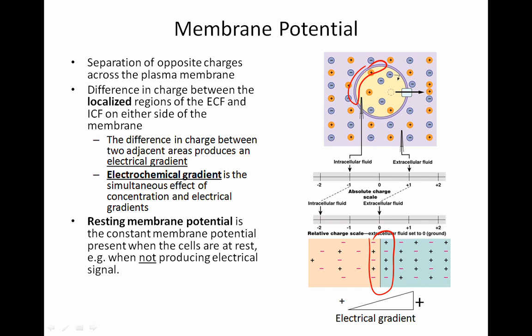Now, all cells in the body have something that's called a resting membrane potential. And this is the membrane potential when the cells are at rest. In other words, when cells are not producing an electrical signal. It's no current. Some cells are capable of changing their membrane potential. These are your muscles and the nervous system, and we're going to talk about what it's doing when we get to those sections.